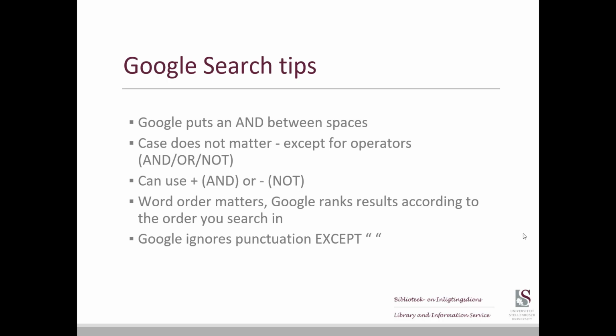And your word order does matter. Google ranks your results according to the order that you search in. So if you search impact, load shedding, economy, it will search for impact first, then load shedding, then economy, whereas if you say load shedding, economy, impact, it will first prioritize load shedding, then economy, and then impact. So your word order does matter. Google ignores any punctuation marks apart from the inverted commas, as said before, because these are part of your usual search strategy operators. Okay.